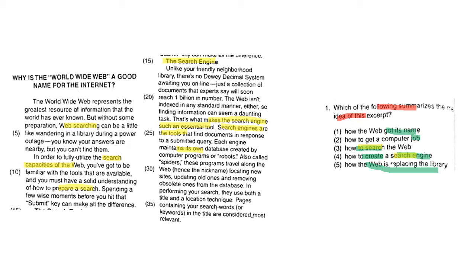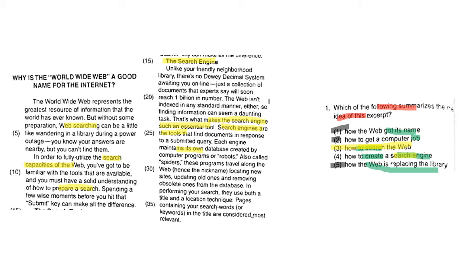Now, this is about how to search the internet. There's nothing about getting a job. It's not about how the internet got its name. So we can take away number 1, number 2. And it's not about replacing the library. The library is mentioned a few times, but it does not say that the internet is replacing the library. So we can take away number 5 as well.